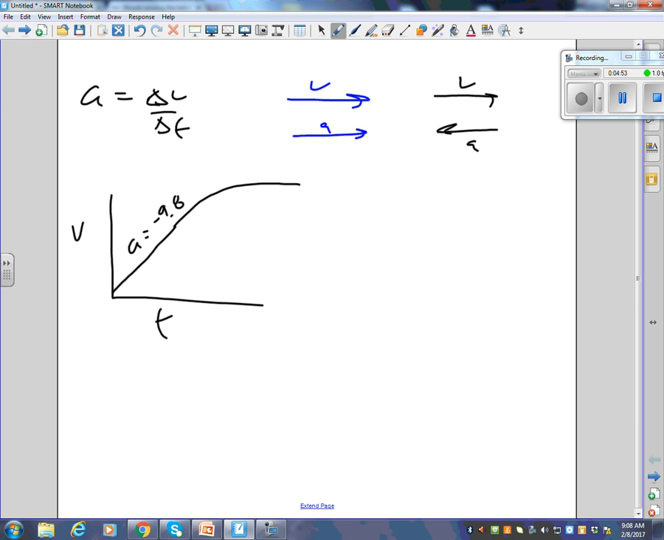Okay, number 7. What's the relationship between speed and velocity? Well, velocity is simply speed with a direction. This is all kind of supposed to be review.